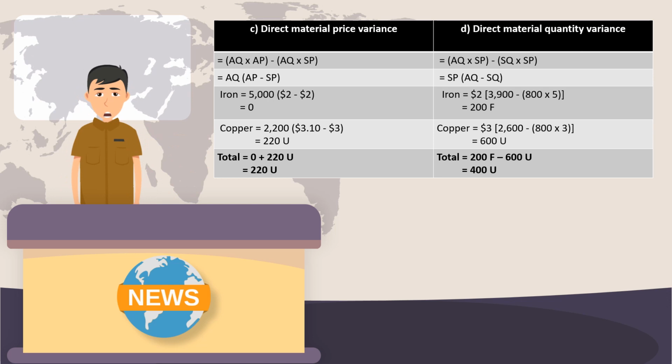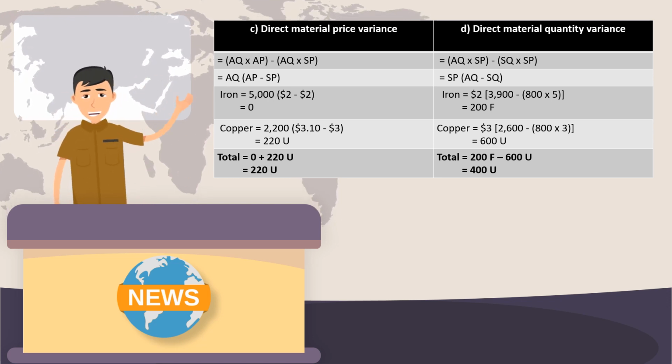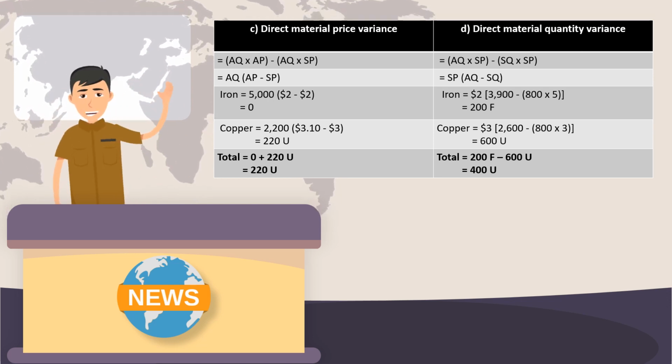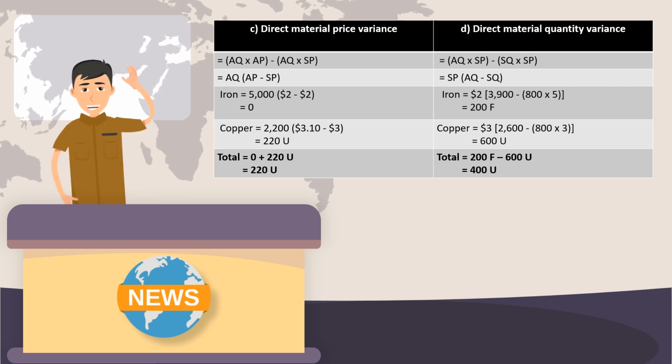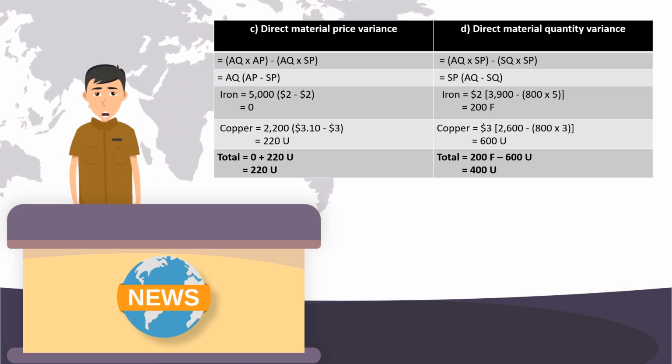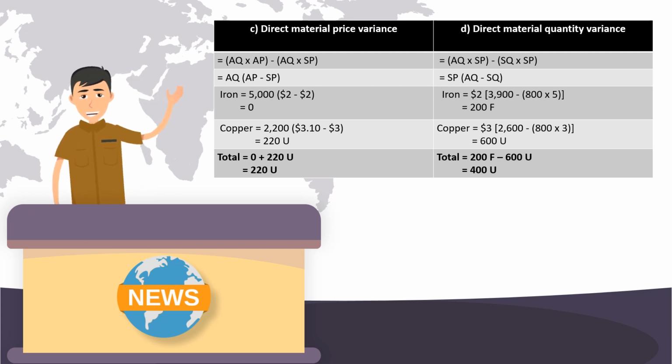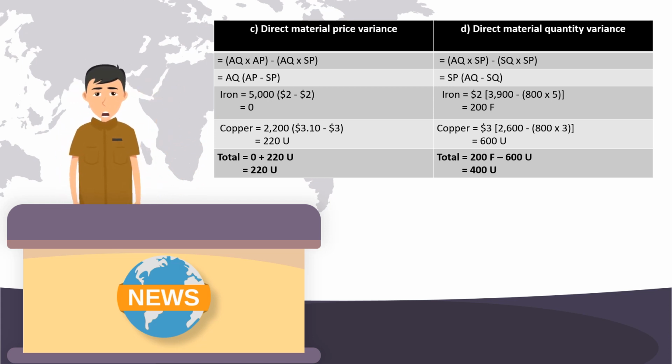Alright, for the next question, we need to calculate the direct material price variance. Okay, we use the formula actual quantity multiplied by actual price minus standard price. Okay, we'll calculate for the iron first. So, 5,000 multiplied by 2 minus 2, we get 0. So, for the copper, 2,200 multiplied by 3 ringgit 10 cent minus 3 ringgit. So we got 220 unfavorable. So for the total direct material price variance, we get 220 unfavorable.